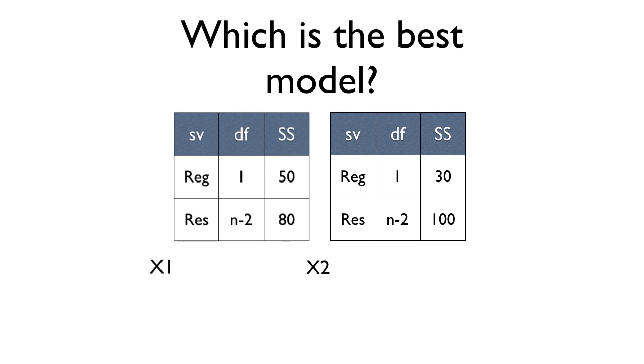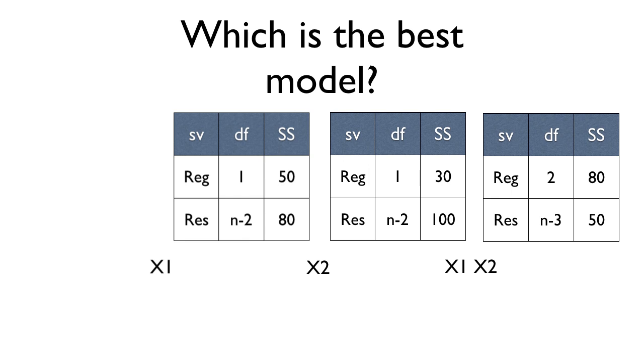What's r squared for the first one compared to r squared for the second one? We're going to take sum of squares regression and divide it by sum of squares total: 50 out of 130, or 30 out of 130. Which number is bigger? Well, it's 50. This isn't tricky. The one on the left, x1, explains more variance than just x2. Right? It's better. But what if we put them both in together?